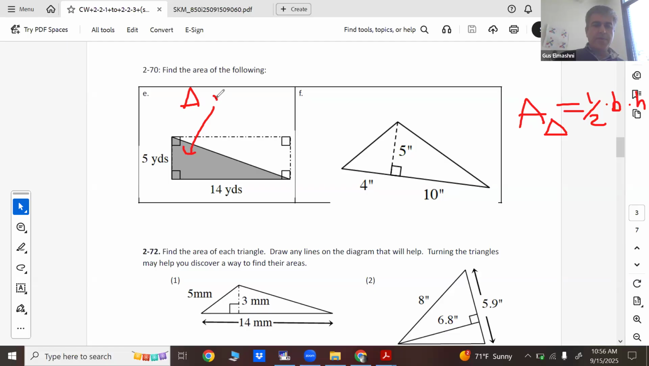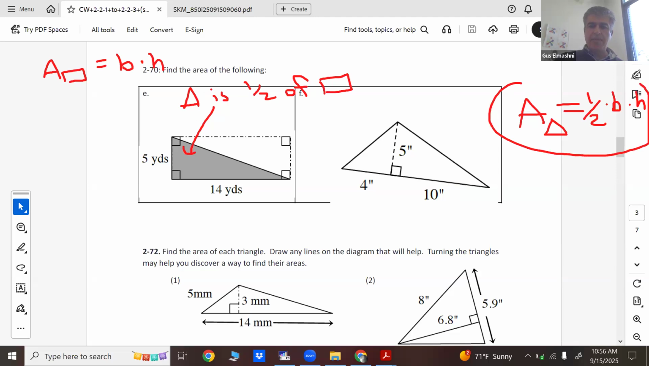So this triangle is half of the rectangle. And the area of a rectangle is base times height. So naturally, the triangle should be 1/2 times base times height. So in this case, it's just 5 times 14, but times 1/2. Half of 5 times 14. We realize 35 square yards. Because it's square units, because you're multiplying yards and yards.